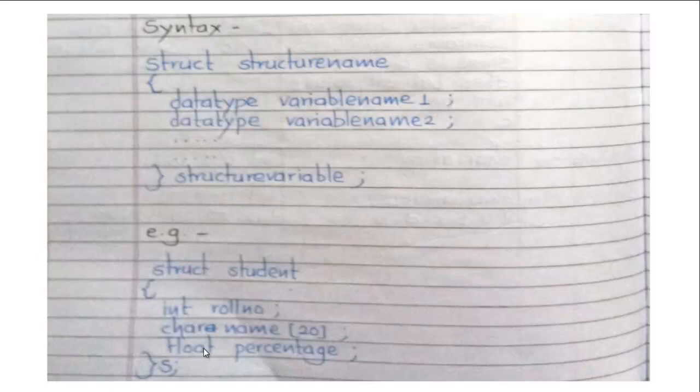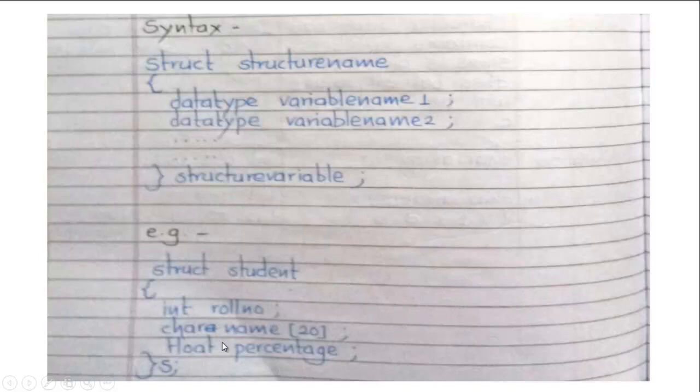Suppose in one structure there is only an integer and a character type of variable. In that, the integer variable will contain 2 bytes and the character will hold 1 byte, so 2 plus 1 is 3. That is for only one variable, or only one student. For one student it will hold 7 bytes, so for two students, 7 into 2 is 14 bytes. For 3 students, 7 into 3 is 21 bytes.